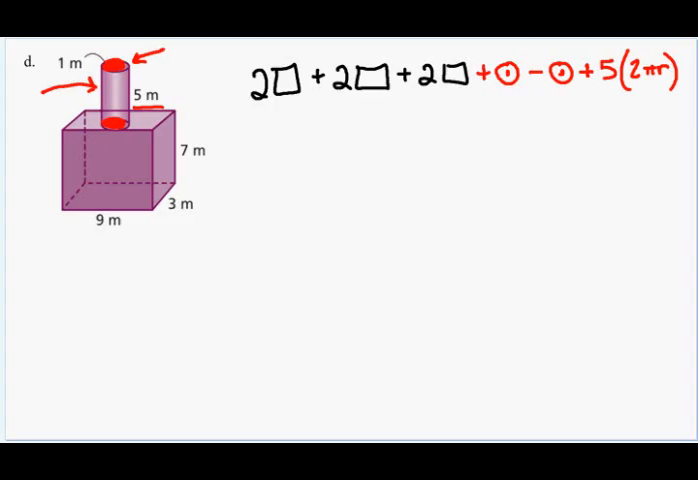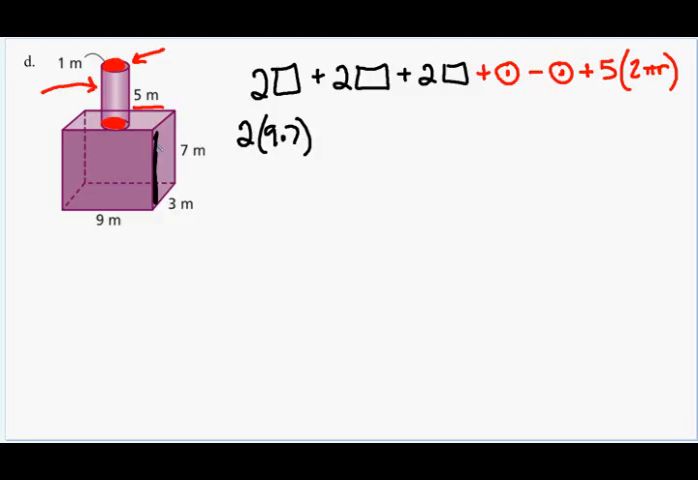Okay, let's start actually putting some numbers in here. Well, I guess I'll just leave it up there. I like to do the front and back first. So this is going to be 9 by 7, and we're going to have 2 of them. 2 9 by 7 boxes.